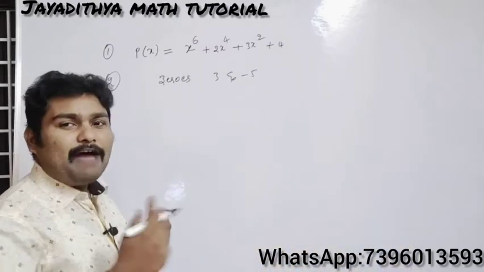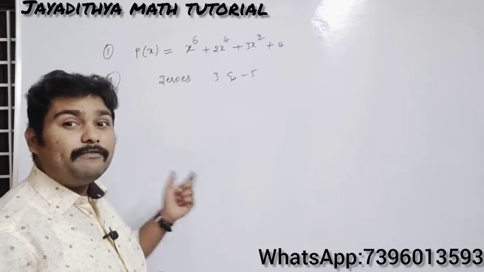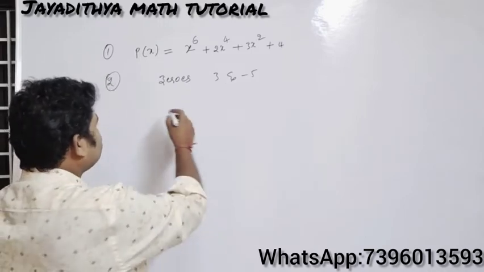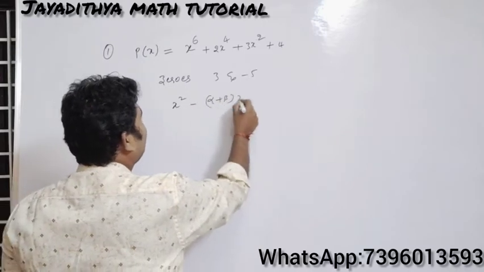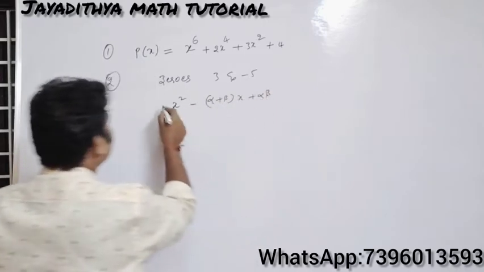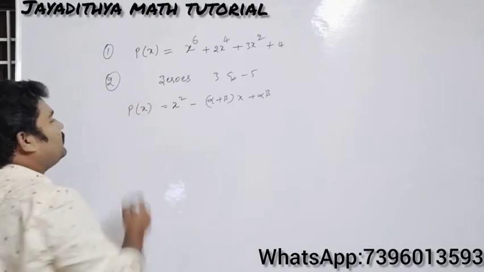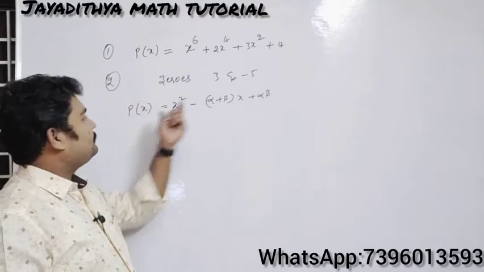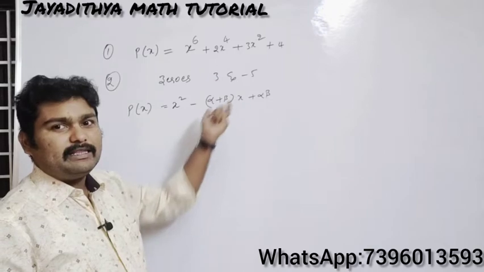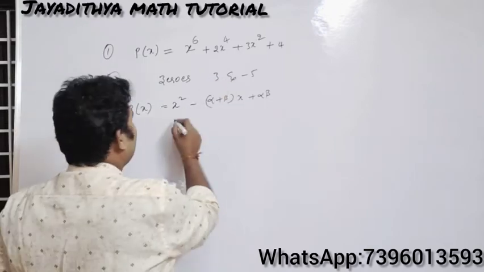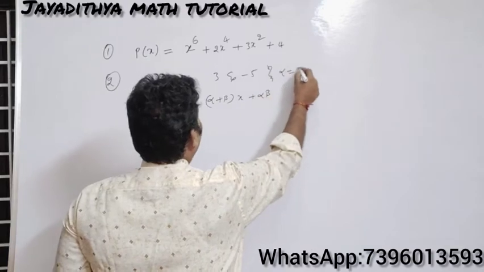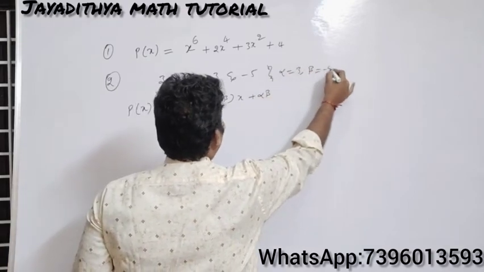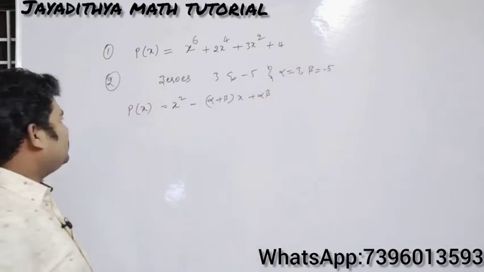So see here, we have a formula to write the polynomial when zeros are given. What is the formula? That is x square minus (alpha plus beta) into x plus alpha beta. This is the general form of the polynomial in terms of x when the zeros are given. Take here alpha is equal to 3 and beta is equal to minus 5 and substitute those values here, then you will get your answer.